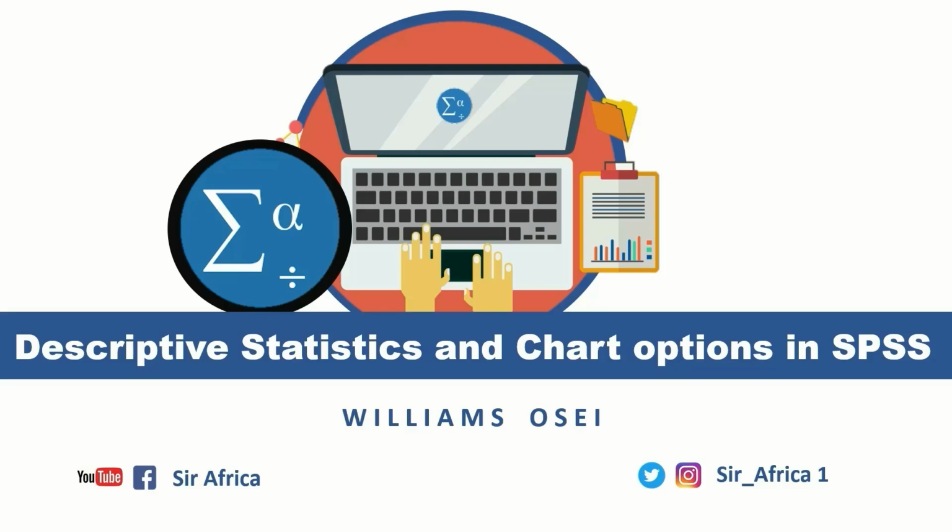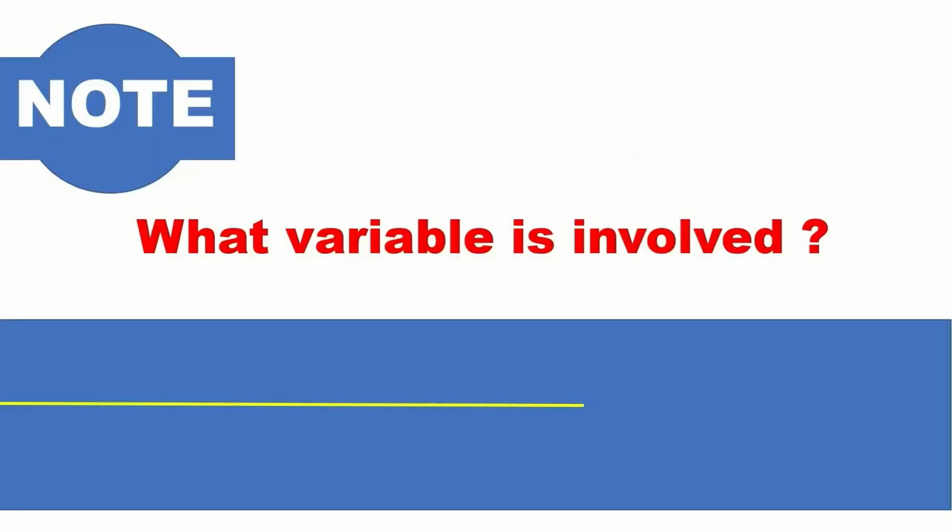Today we are looking at descriptive statistics and chart options in SPSS. Now, before you run any descriptive statistics on any kind of data, there is one important question you need to ask. What variable is involved? This is because you cannot just select any kind of descriptive statistics or chart and apply it on any kind of variable. Some may be inappropriate.